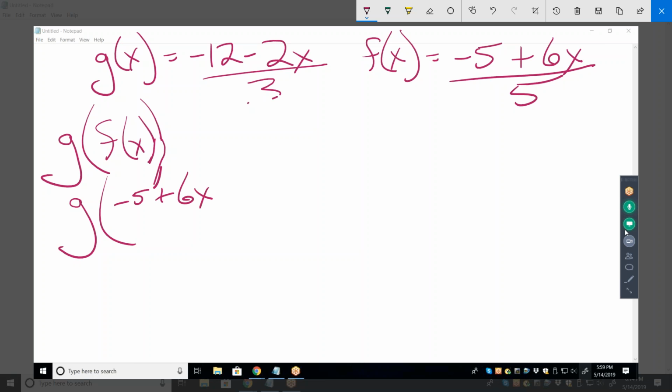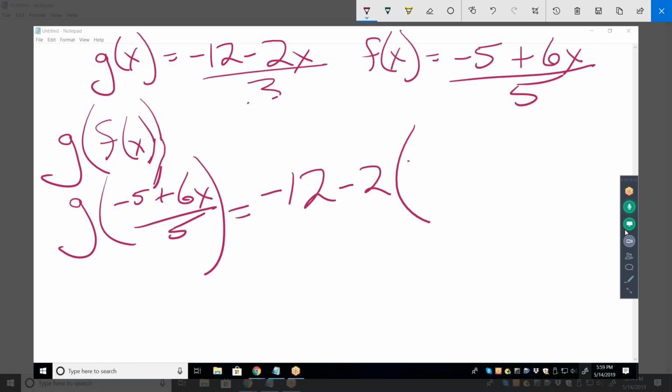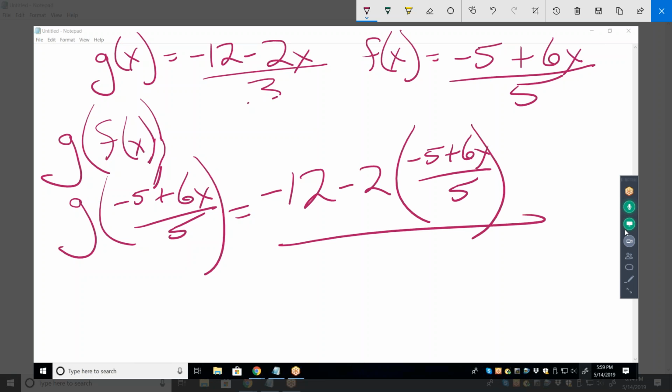Right? Okay. Now continue that. Okay, so equals negative 12 minus 2 times negative 5 plus 6x divided by 5, and the whole thing is divided by 3. Whole thing's divided by 3. Very good.